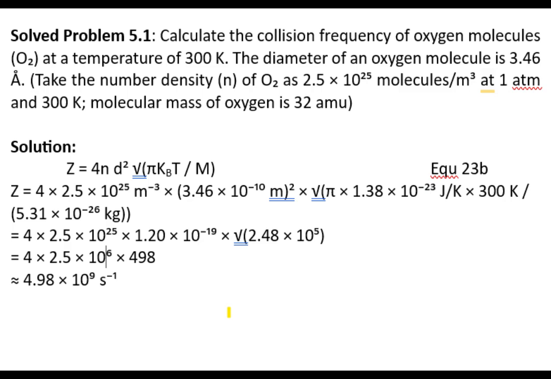The diameter of an oxygen molecule is 3.46 Å. Take the number density, N, of O2 as 2.5 times 10^25 molecules/m³ at 1 atm and 300 K. Molecular mass of oxygen is 32 AMU.